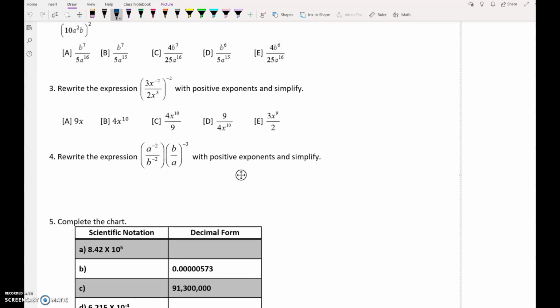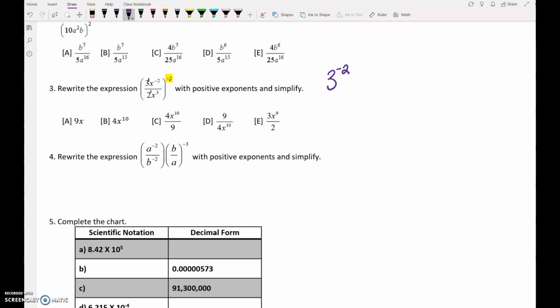So anytime that you have an exponent outside of the parentheses, the first thing that you need to do is apply that exponent to everything inside. So you're multiplying this exponent to all of the exponents inside the parentheses. Remember that the 3 actually has an exponent of 1, and so does that 2. So we would have 3 to the 1 times negative 2 is negative 2.